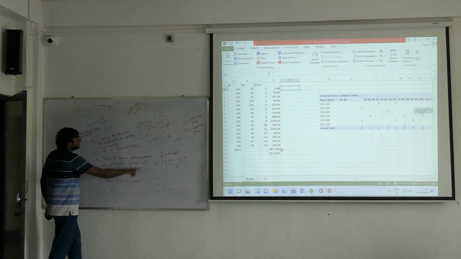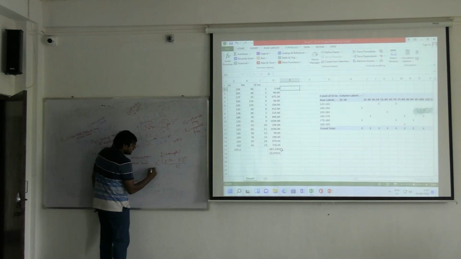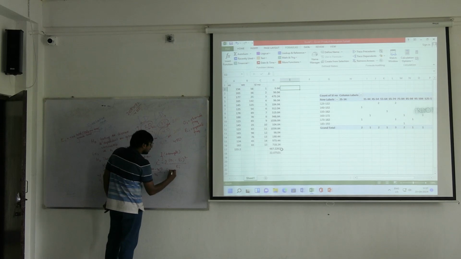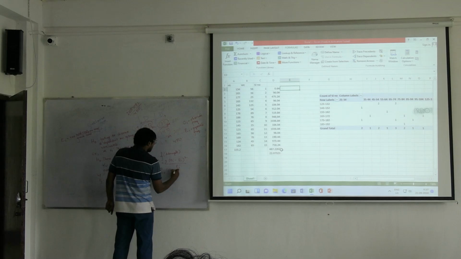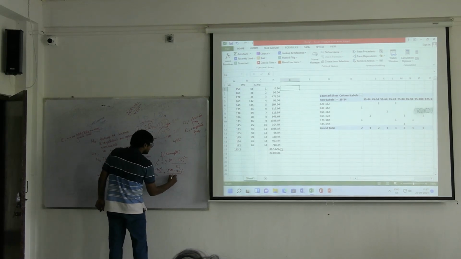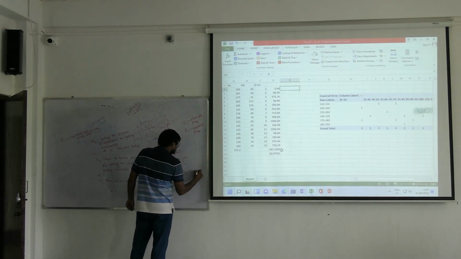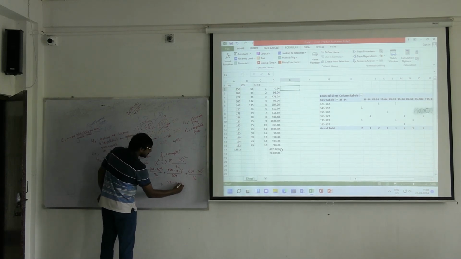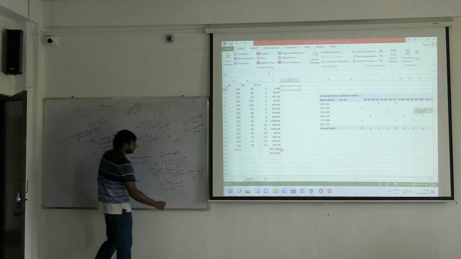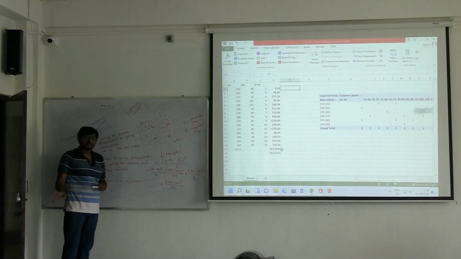So we have the expected frequencies here. So how will the chi-square statistic look? 20 minus 36 whole square divided by 36 plus 180 minus 164 square divided by 164 plus 52 minus 36 square by 36 plus 148 minus 164 square by 164. Understood? You understood how this came? All of it? Everyone understood?